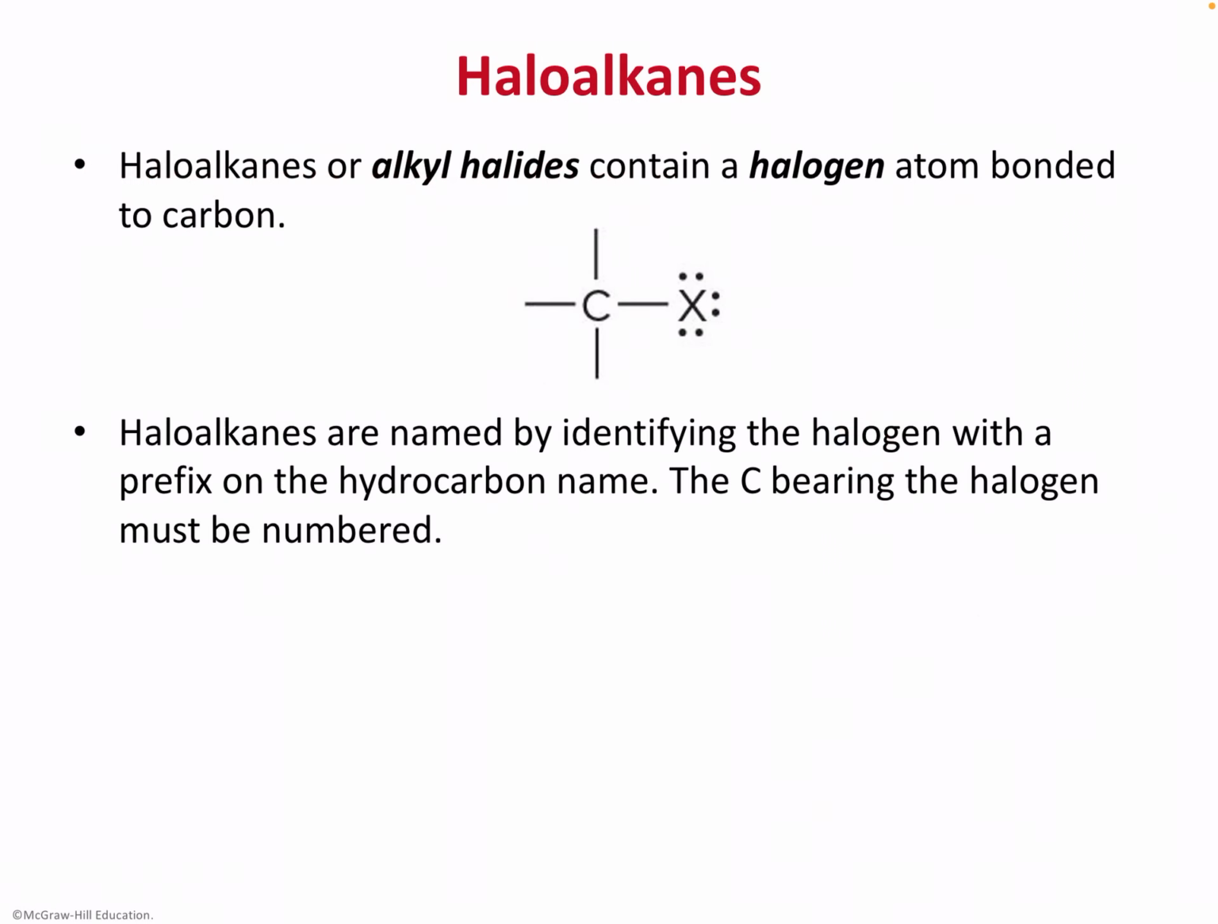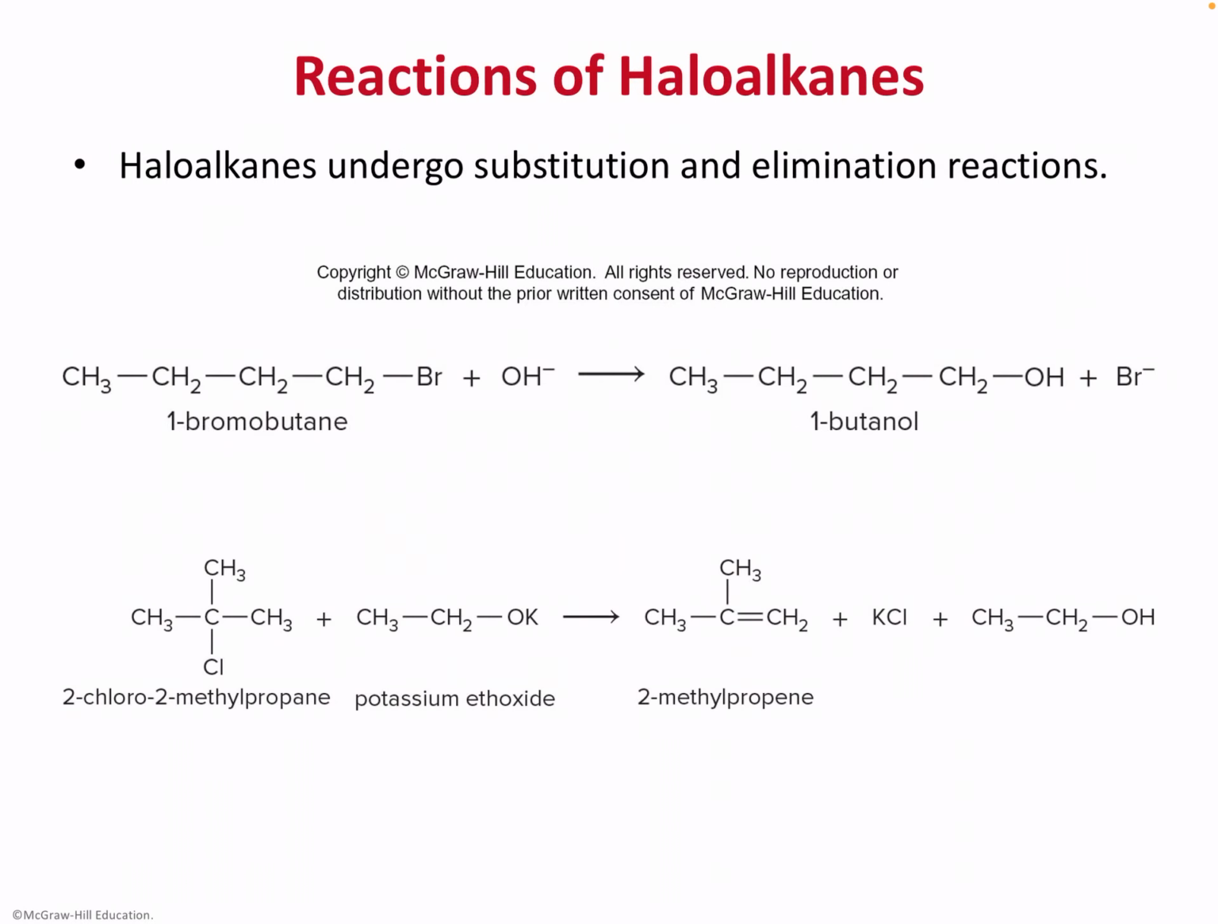And the next functional group, haloalkanes, meaning alkyl halides. You have an organic compound and then you have a halogen. Haloalkanes are named by identifying the halogen with a prefix on the hydrocarbon name. The carbon bearing the halogen must be numbered. So this should be numbered. Remember, the halogens are your group 7 elements: fluorine, chlorine, bromine, iodine.